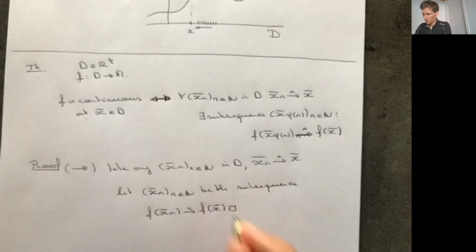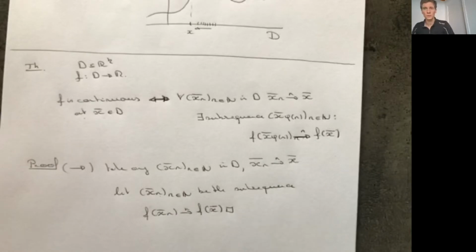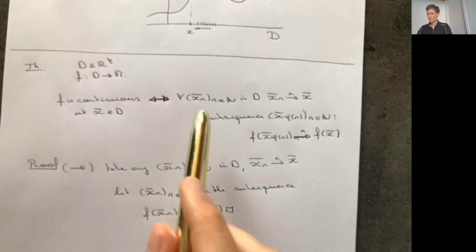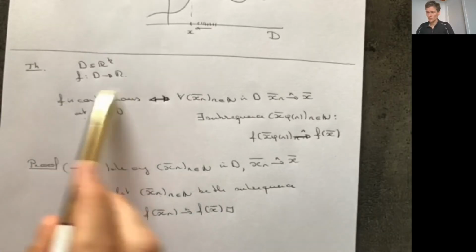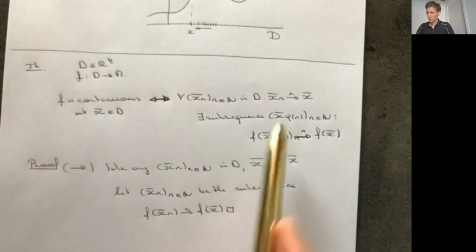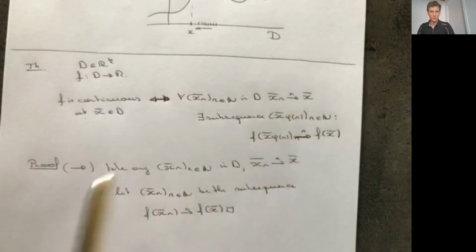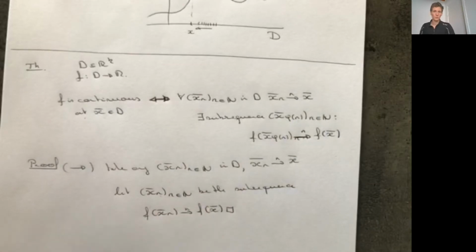So this proves the direction from the left to the right. If f is continuous, then for any sequence that converges to x, we can find a subsequence such that f converges along the subsequence. For example, we can take the sequence itself. And of course, we could have taken any other subsequence, because continuity guarantees that each of these subsequences converges to x, so f along the subsequence also converges to f of x.